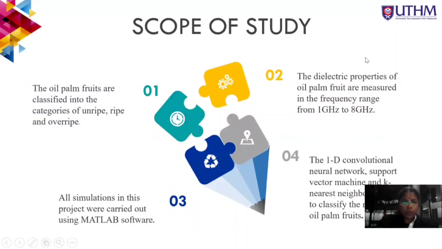The first scope of this study is that oil palm fruits are classified into categories of unripe, ripe, and overripe. The second scope is that dielectric properties of oil palm fruit are measured in the frequency range of 1 GHz to 8 GHz. The third scope is that simulation of this project was carried out using MATLAB software. And the last scope is that 1D convolutional neural network, support vector machine, and k nearest neighbor are used to classify the ripeness of oil palm fruit.